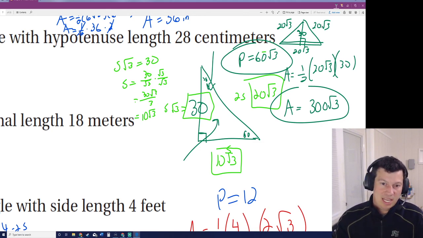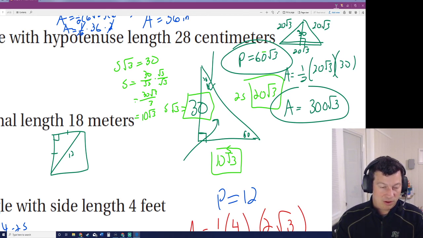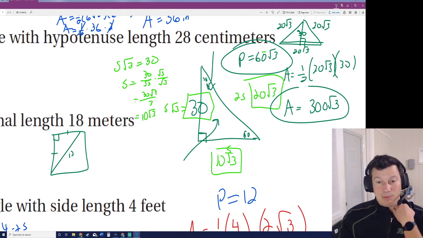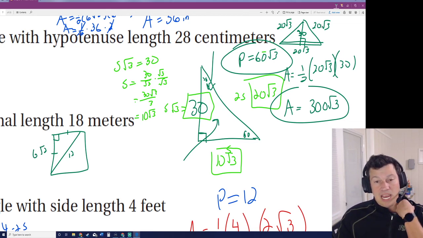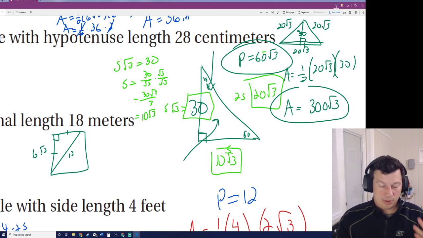If it said find the area of a square with a diagonal of 12, you would use the 12 in the 45, 45, 90 triangle situation to find what the side was, 6 root 2, and then use the side to find the perimeter of the square. It'll be 24 root 2, because it's 6 root 2 times 4. And then the area would be 6 root 2 squared, which is just 72. The point is that depending on what it asks for, you need to go with that.